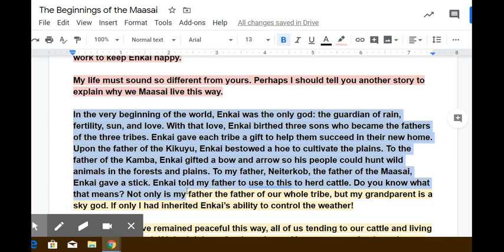Do you know what that means? Not only is my father the father of our whole tribe, but my grandparent is the sky god. If only I inherited Enkai's ability to control the weather.